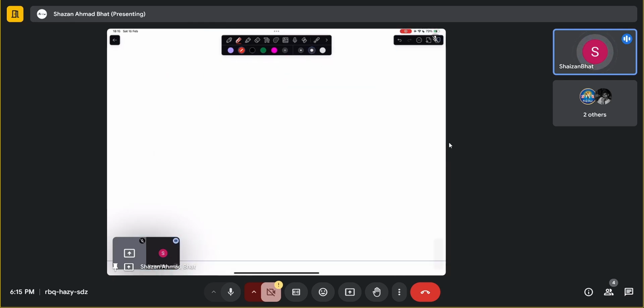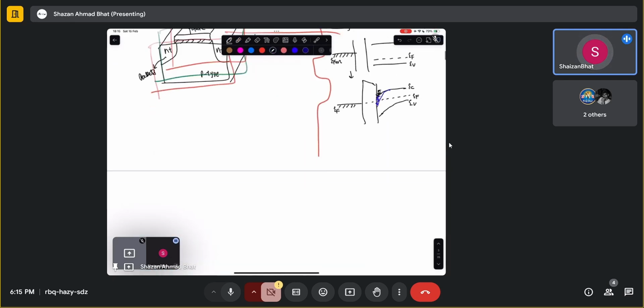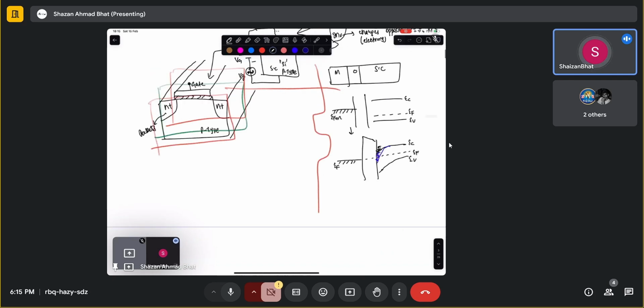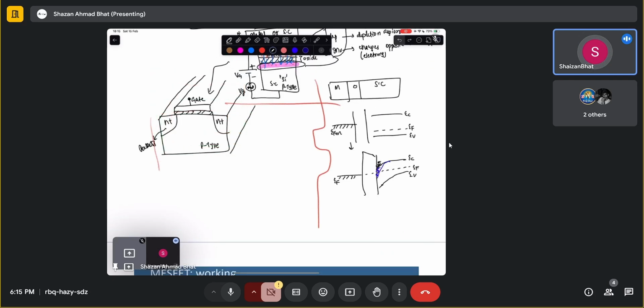Now, what you have studied in this system is that if you apply a certain gate voltage at this end, let's say a very high positive gate voltage, a gate voltage greater than the threshold voltage. Threshold voltage is the voltage which actually inverts the channel. So this inverts the channel.